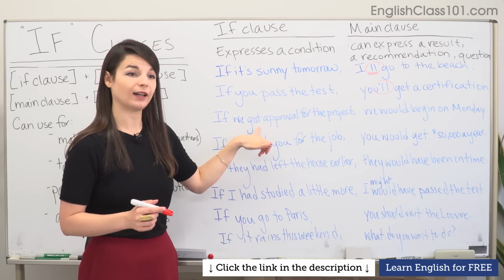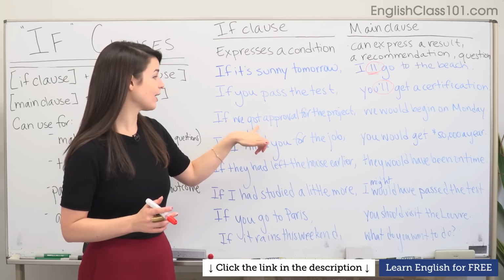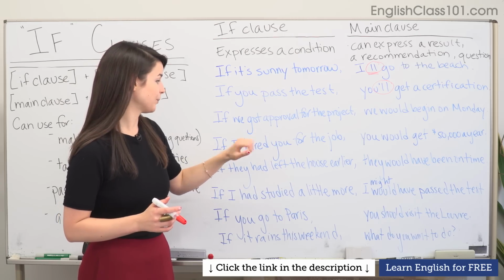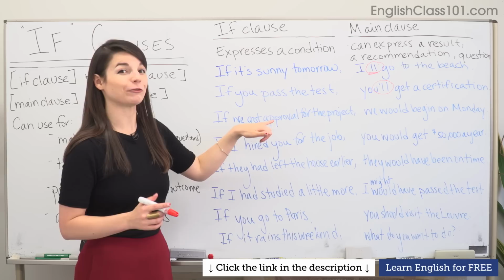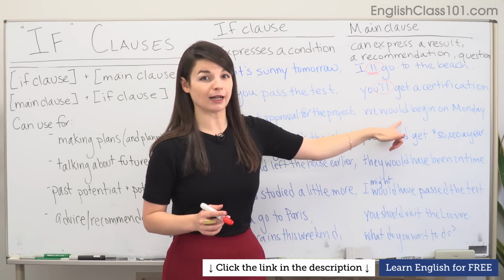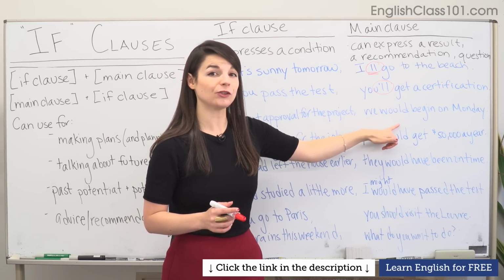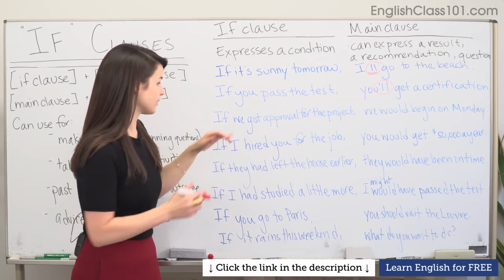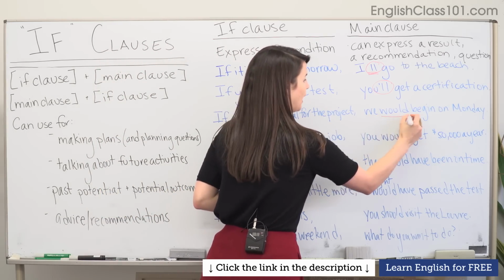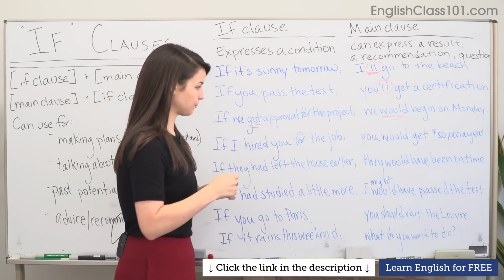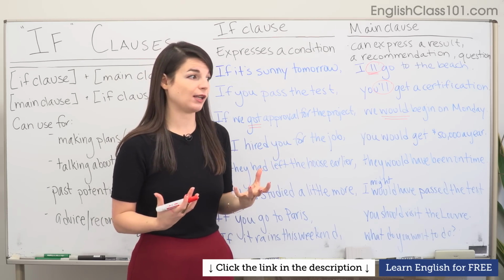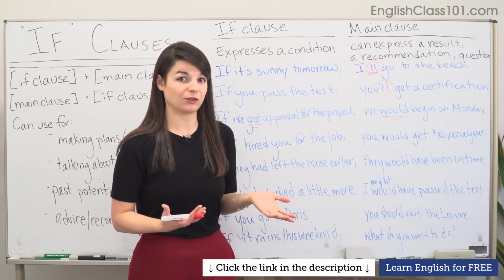So here you'll see it's not the present tense. If we got approval for the project, this is the past participle form here. If we got approval for the project, we would begin on Monday. So this is a potential situation. You can see I've used the past participle here and would in the main clause. By changing the tense of my verb, I change the potential of the situation.